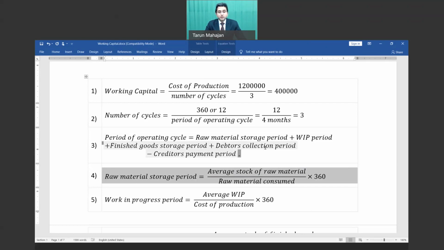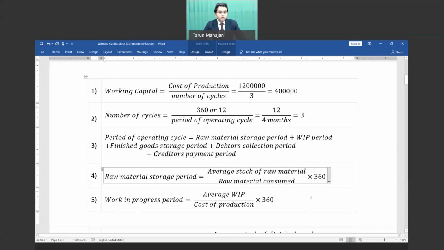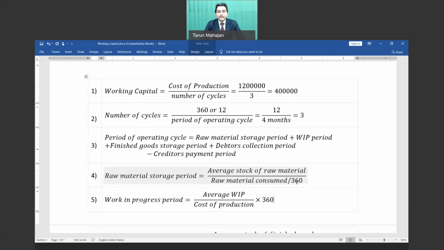So the raw material storage period is equal to average stock of raw material divided by raw material consumed multiplied by 360. Actually, the formula was this. I don't multiply it by 360, but yes, here I divide it by 360. Raw material consumed for the year divided by 360 will give you average daily consumption of raw material. So in the denominator, you have average daily consumption of material. And in the numerator, you have stock of raw material.